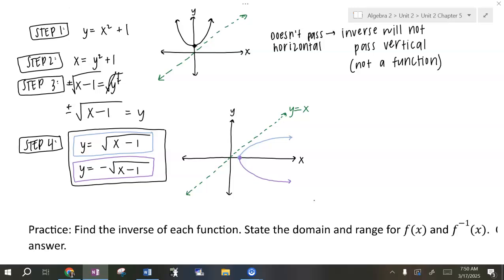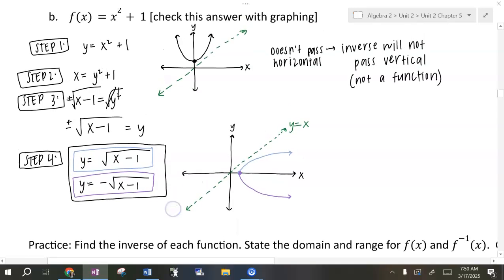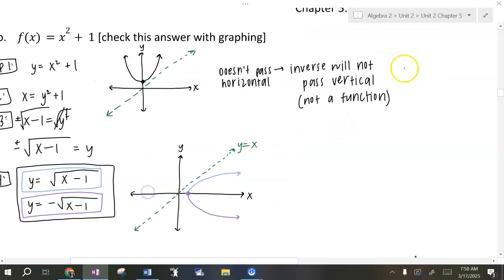All right, I have 2 examples for you here. I need you to find the inverse of each function and state the domain and range for each. Before we start that, let's actually try the domain and range for this one. For the original function, the domain would be all real numbers. Range would go from 1 to infinity. But then for my inverse, it's not really a function. So the domain, it's the x values, so since this is an x value of 1, it would go 1 to infinity.